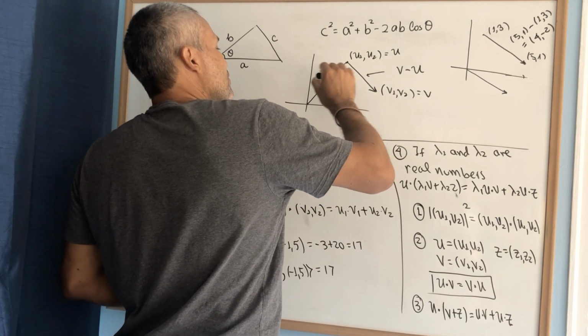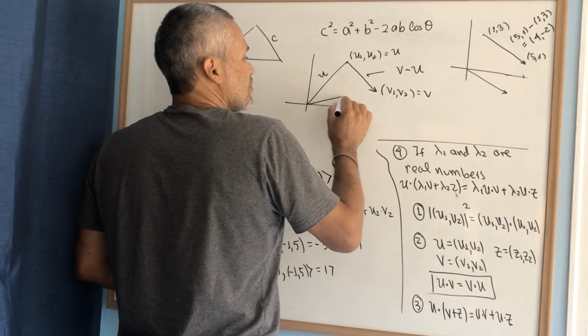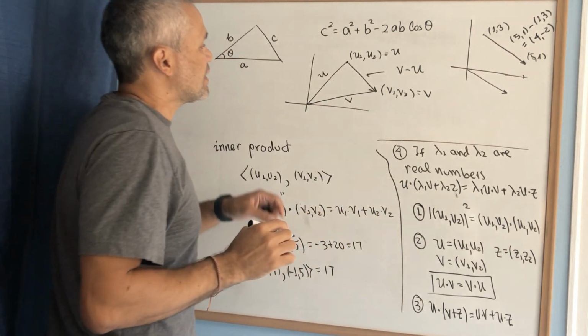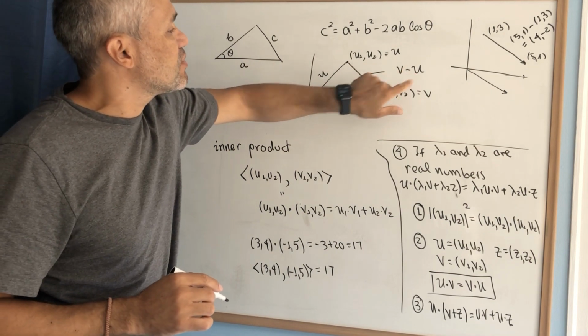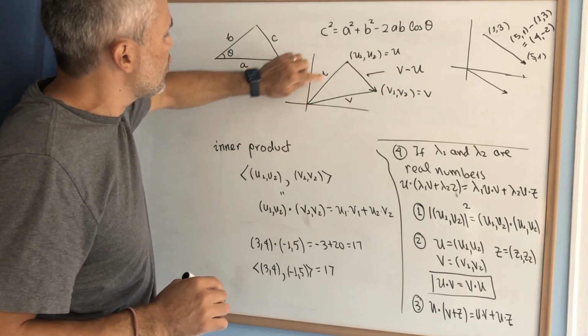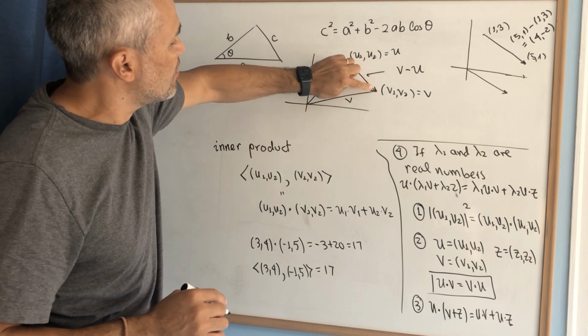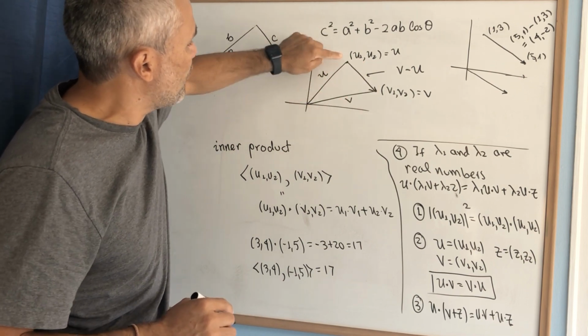This is the vector u. This is the vector v. Notice that here we have another reason why this vector is the vector v minus u. When we do u plus this vector, it should give me this vector. That's the way we add vectors.